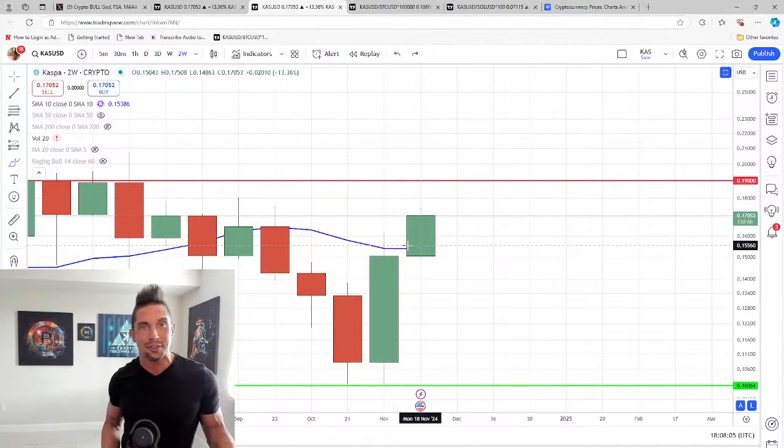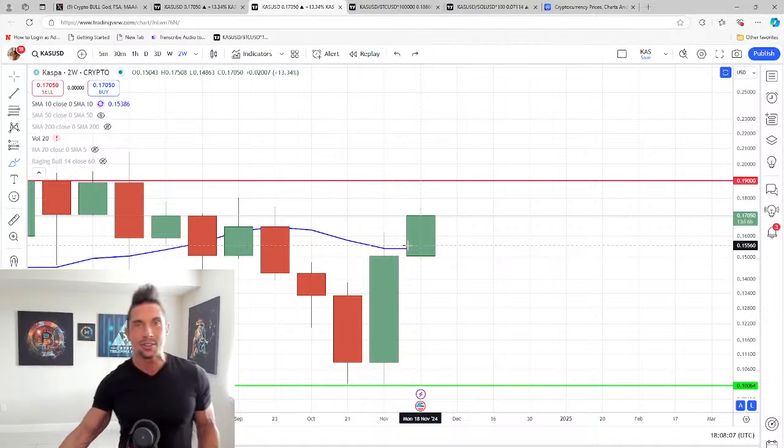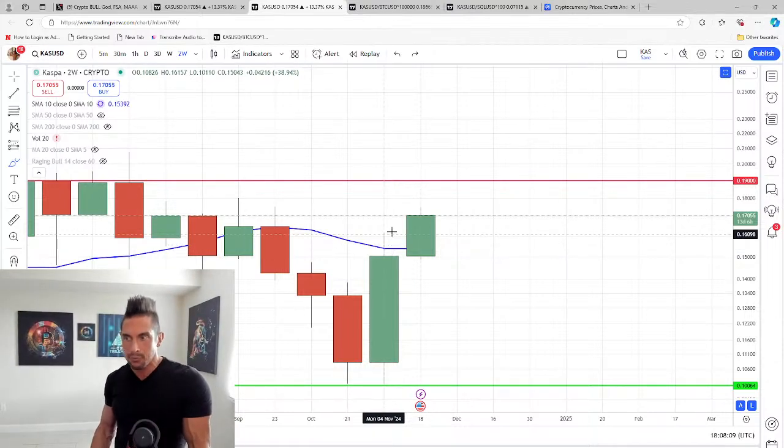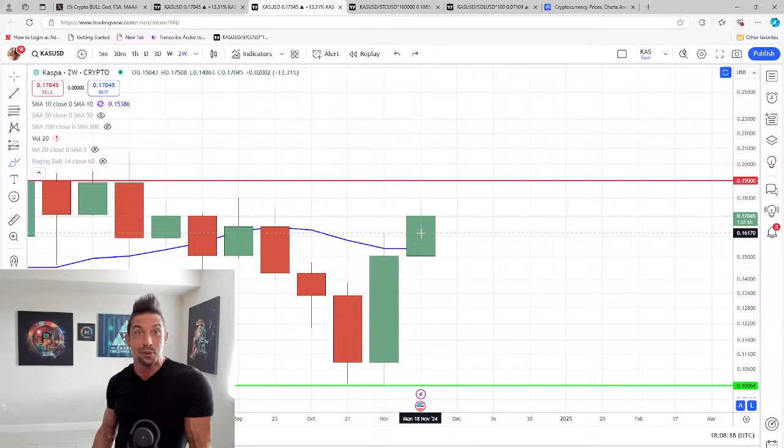Yesterday on my father's birthday, by the way. My father's birthday was yesterday. So the 2-week candle officially started to print yesterday on the Crypto Bull God's dad's birthday.